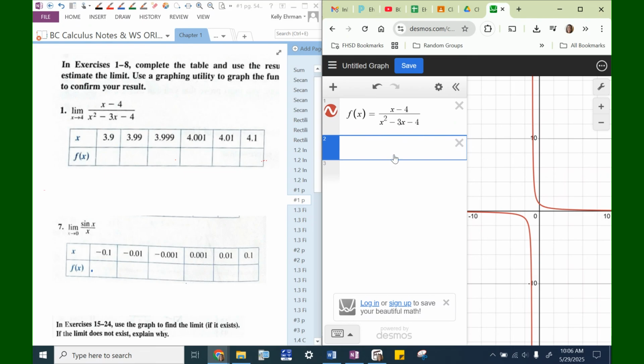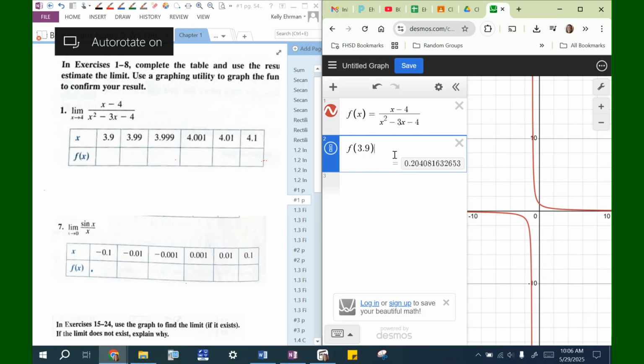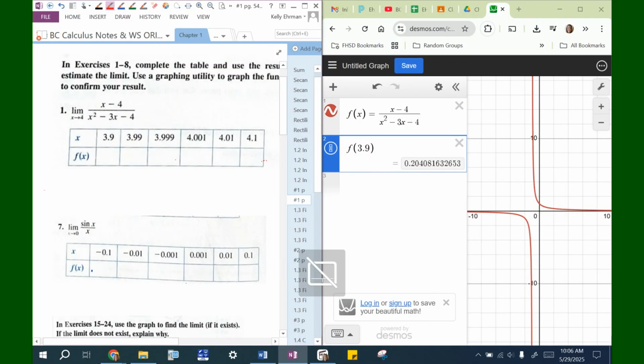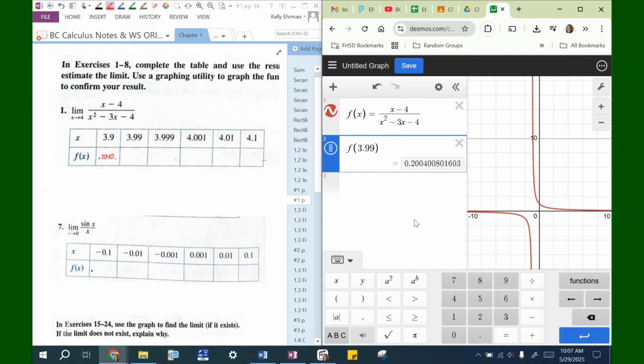To fill out this table to start, I want to find f of 3.9, and I can write these numbers down. So I'm going to take this to about 3, maybe 4 decimal places. I'll just put a dot, dot, dot. And so all we're doing here is adding some 9s. So then that adjusts things. 0.2004-ish. Add an extra 9. So it looks like it's approaching 0.2.